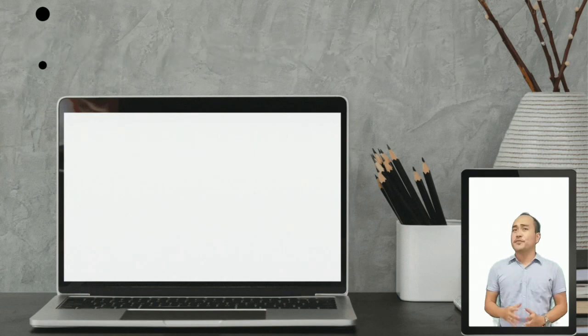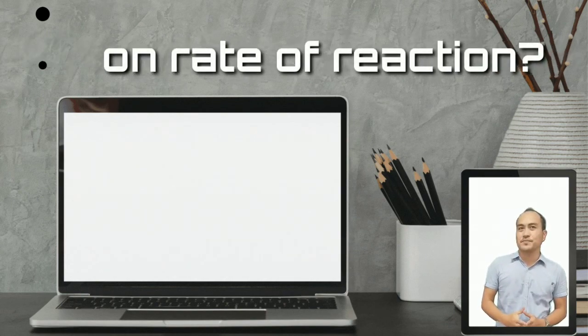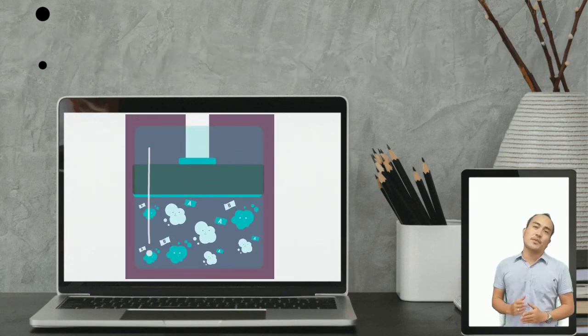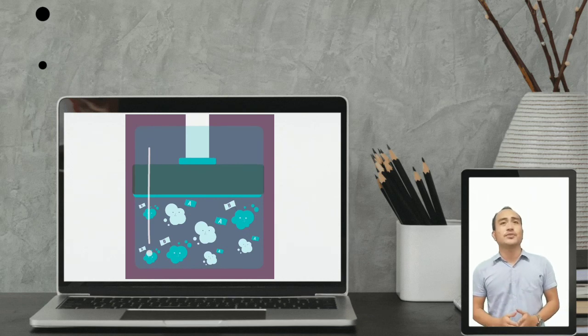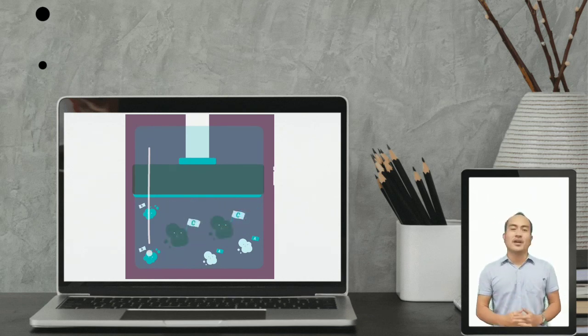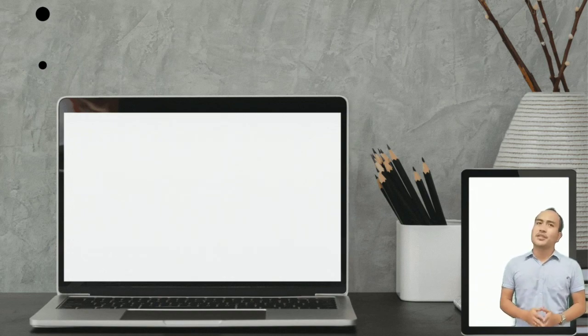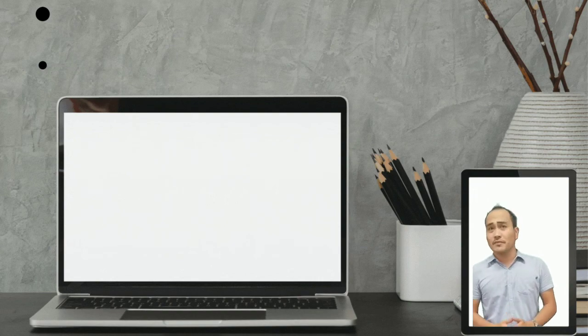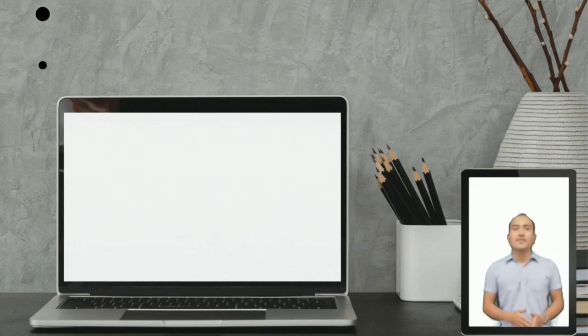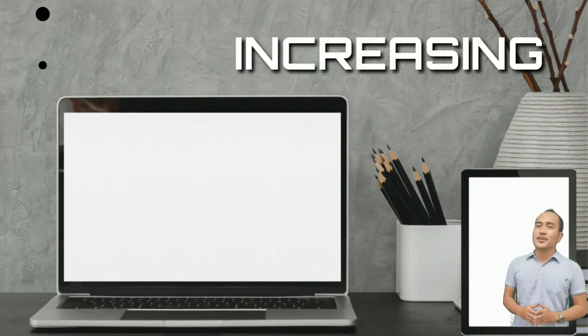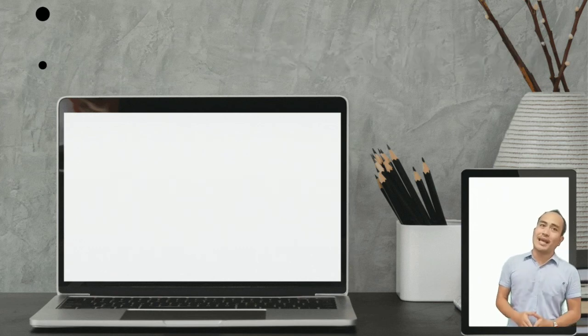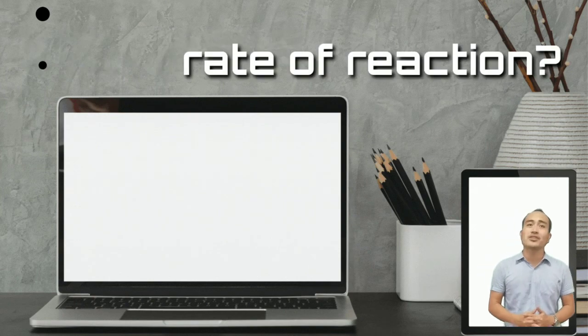What is the effect of pressure on rate of reaction? Increasing the pressure of a reaction improves the likelihood reactants will interact with each other, thus increasing the rate of reaction. As you would expect, this factor is important for reactions involving gases, and not a significant factor with liquids and solids.